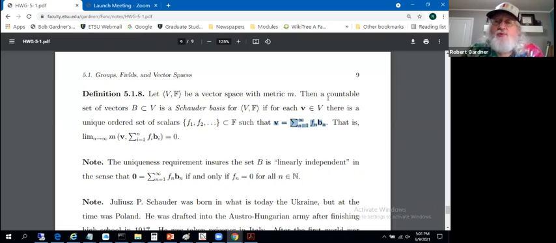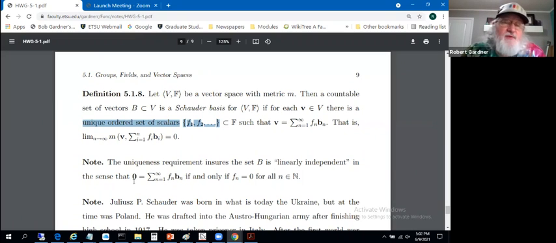Some important words: Schauder bases are countable. Okay, that's an infinity, but it's the smallest infinity there is, so that's useful. The claim was also, maybe I didn't emphasize this enough, that there's a unique collection of scalars that determines the vectors. That uniqueness implies the linear independence.